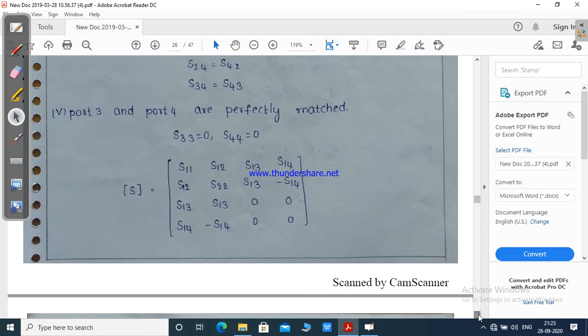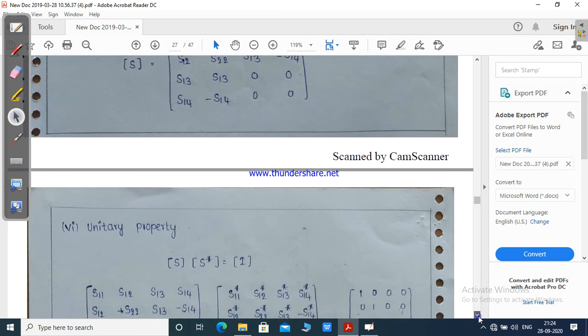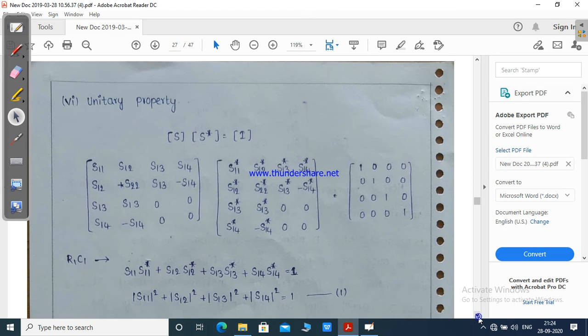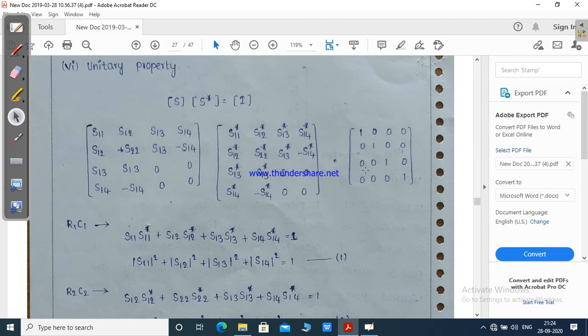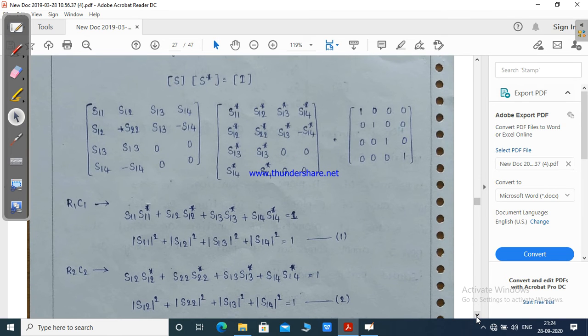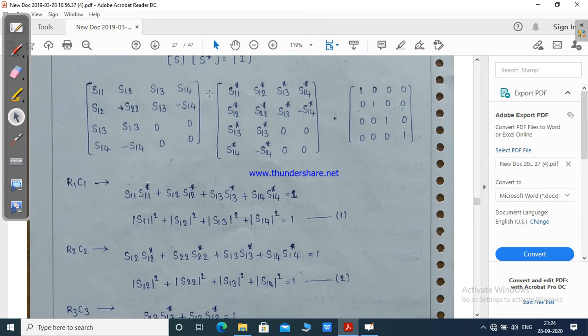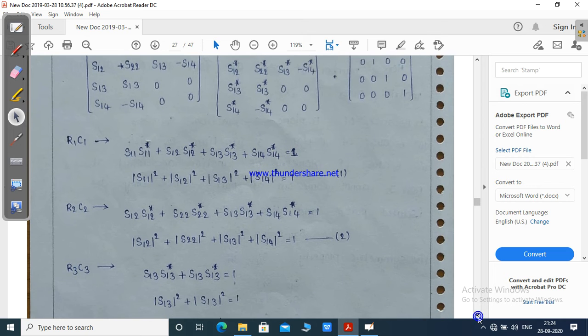After substituting all these into the S matrix, we have to go for the unitary property. According to the unitary property, you can write: S into S conjugate is equal to the identity matrix. Substitute this, which is equal to the identity matrix. The identity matrix is nothing but 1 0 0 0, 0 1 0 0, 0 0 1 0, 0 0 0 1. That is, the diagonal must be all 1, and the remaining part is 0. Now go for matrix multiplication: row 1 column 1 is equal to 1, row 2 column 2 is equal to 1, row 3 column 3 is equal to 1. Like this we get 4 equations, and simplify this.